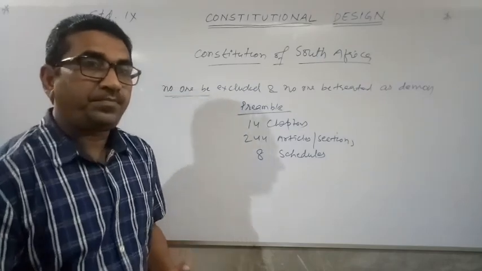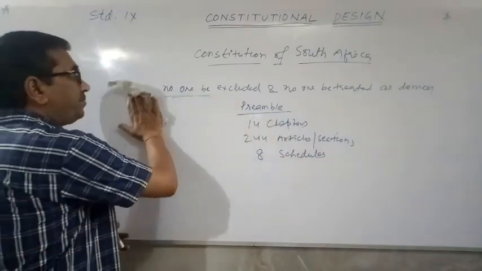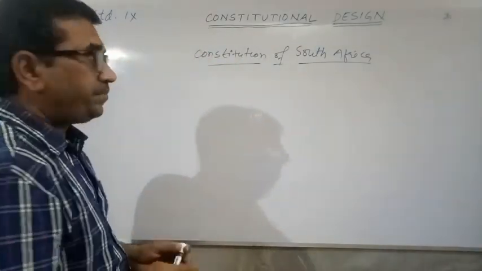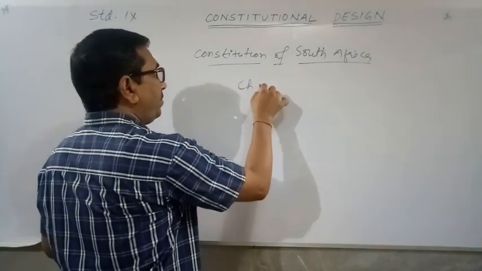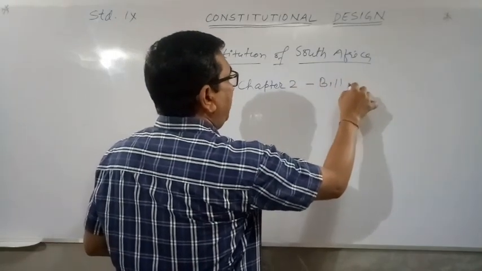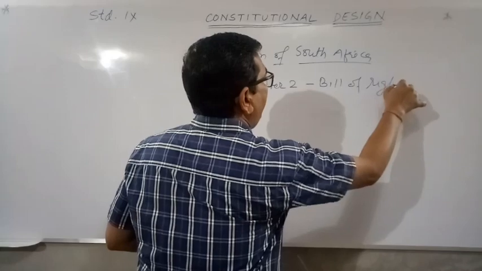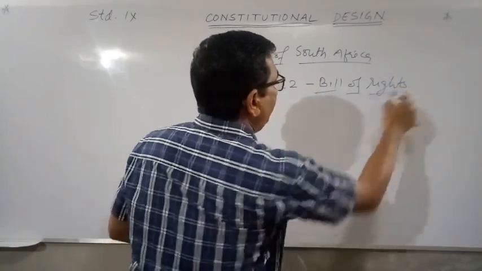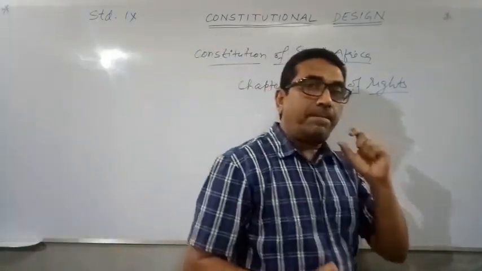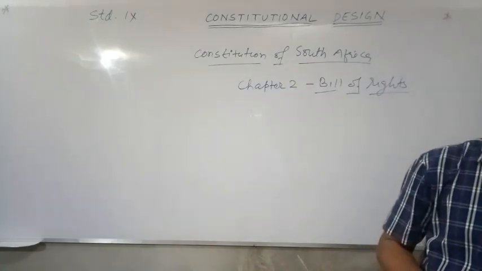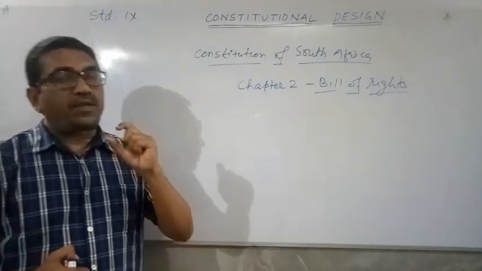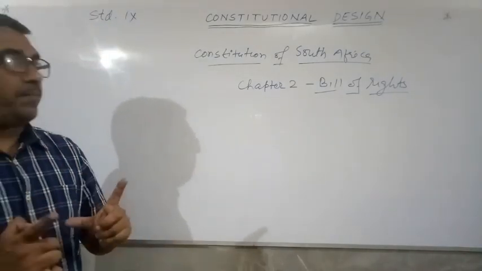Among these, Chapter 2 consists of the Bill of Rights. Chapter 2 explains about the Bill of Rights. It is said that it provides all the rights that are necessary for the people's overall development.